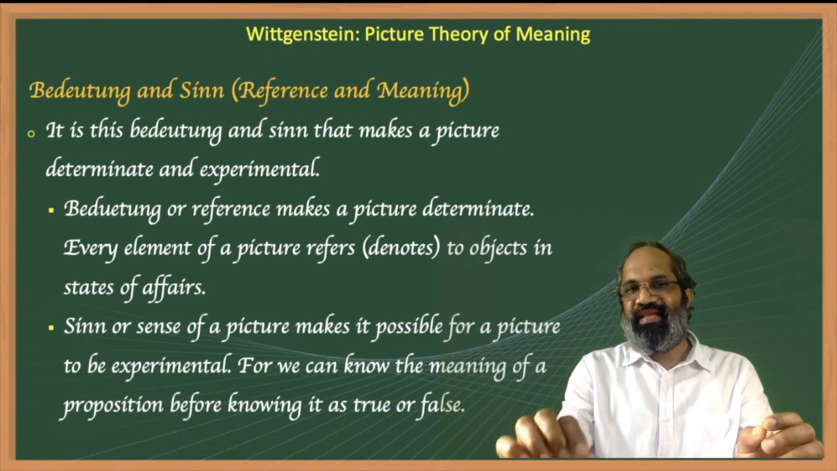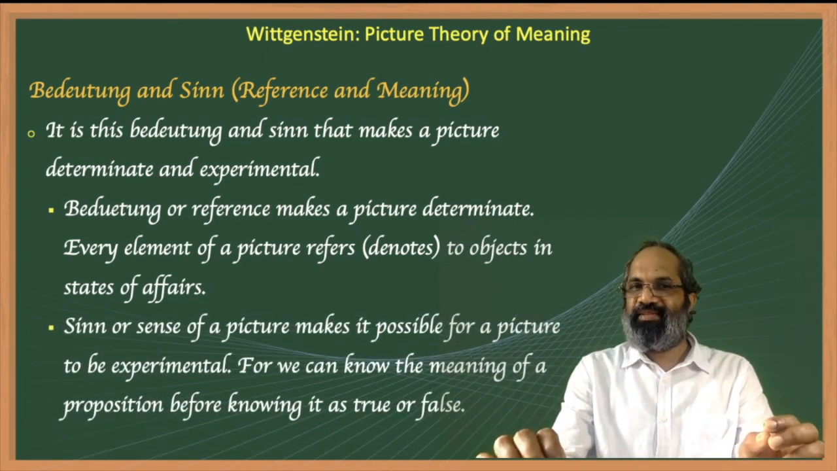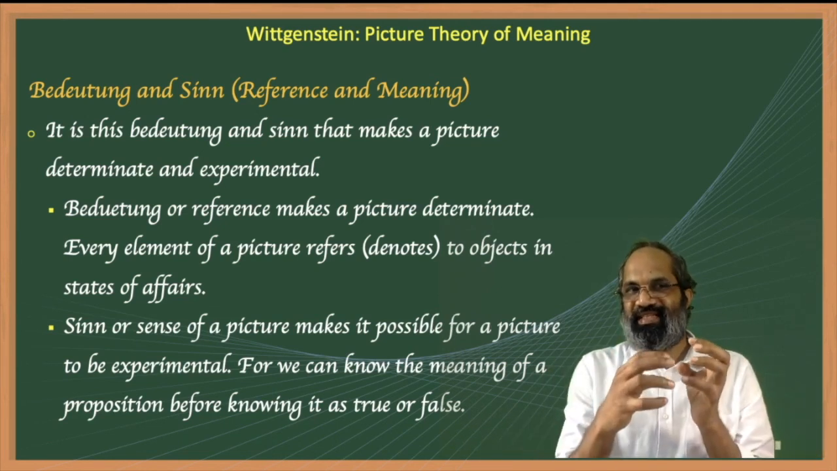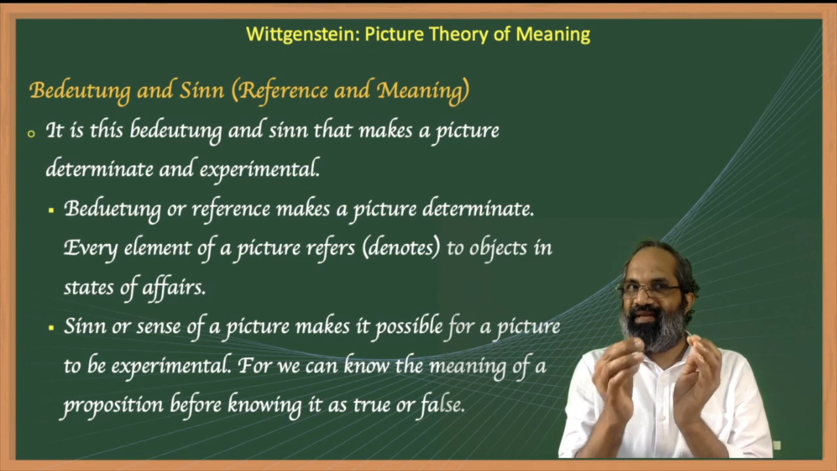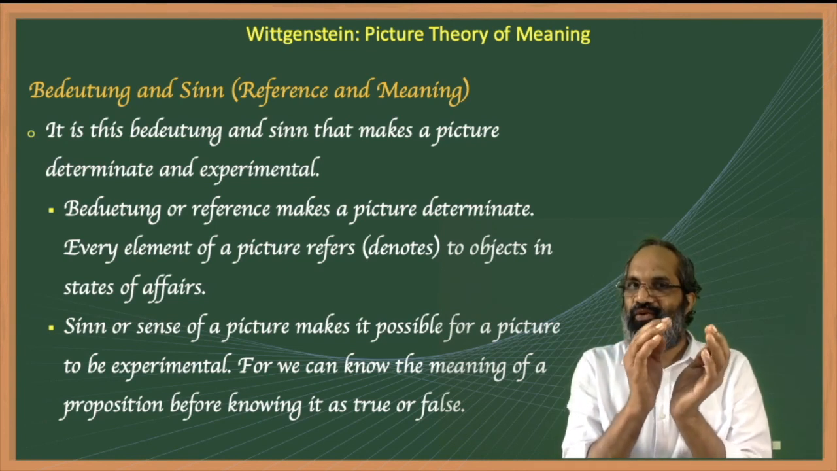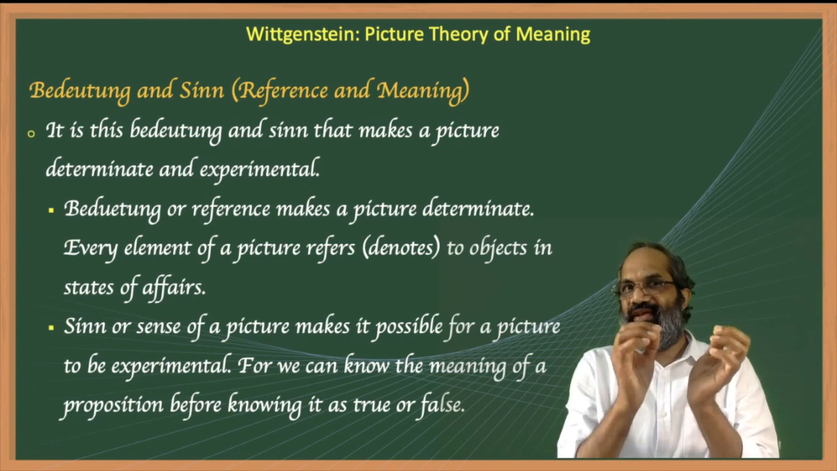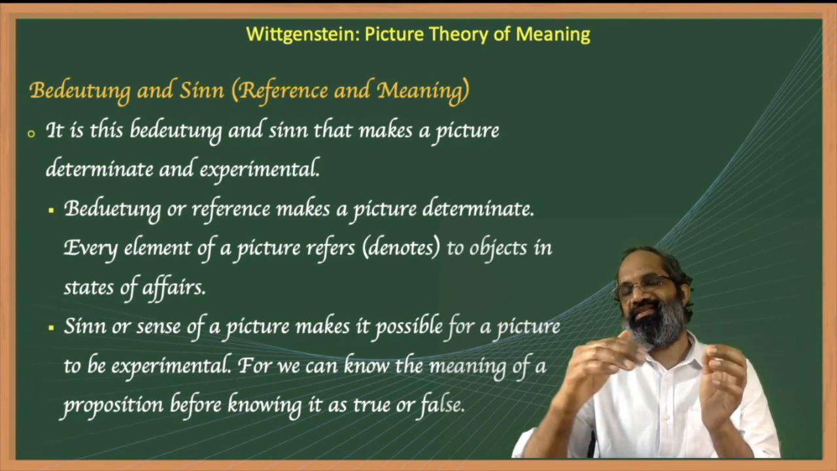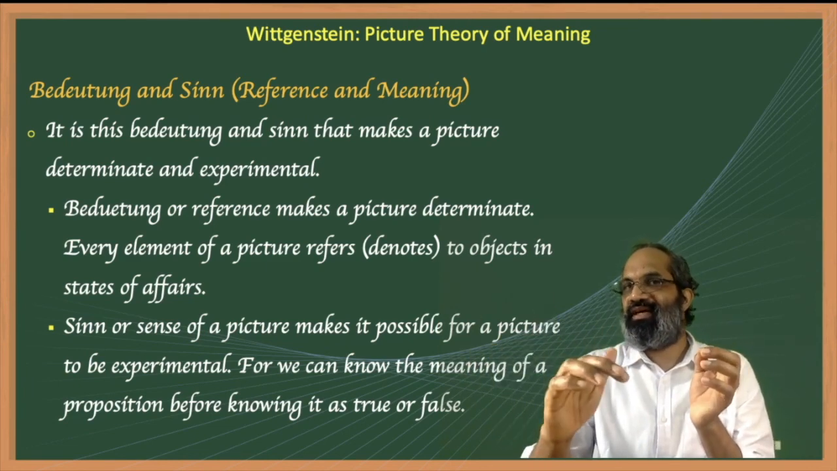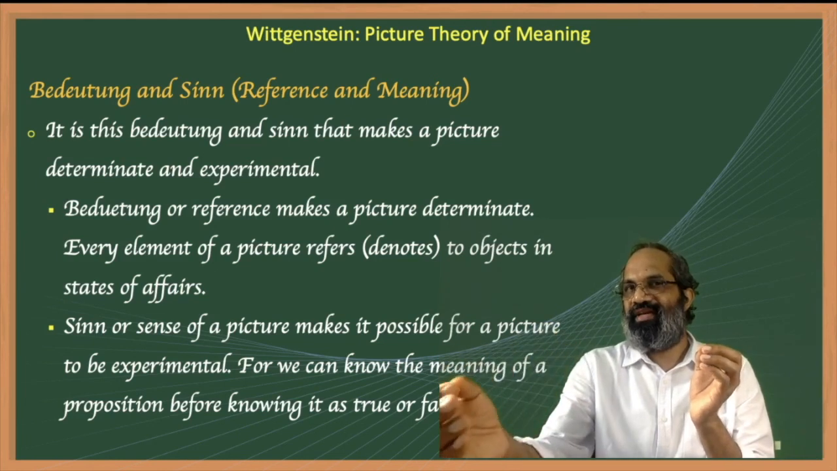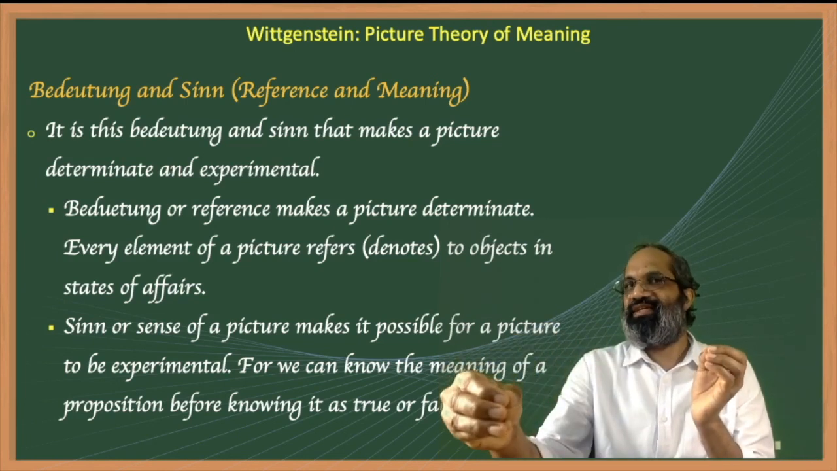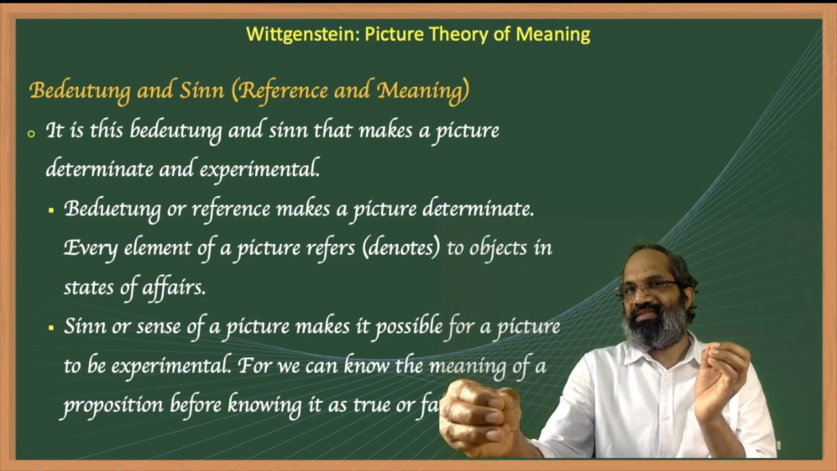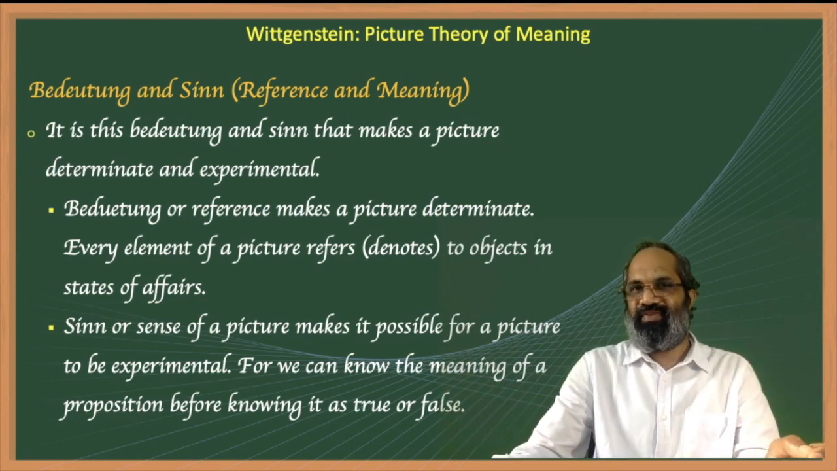And Sinn or sense of a picture makes it possible for a picture to be experimental. Hence, because of its sense, it becomes experimental, that you can make different combinations of objects in a picture meaningfully, and it may or may not correspond to that state of affairs. If it's corresponding to that state of affairs, then the picture is a true picture, or else it's a false picture.